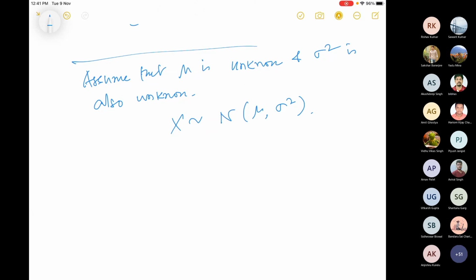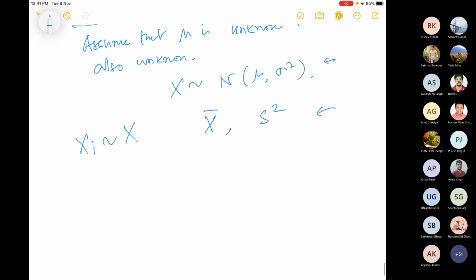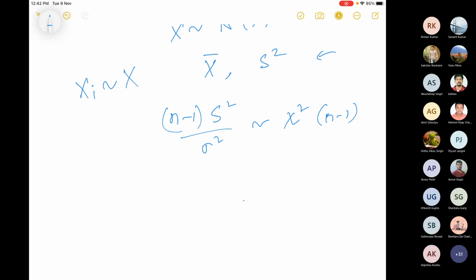Then we can have the sample mean X bar from the sample, and we can also have S square, the sample variance. Now, what do you know? If this population is normal, the random samples are also normal because the Xi's have the same distribution as X. So from our previous theorem, this follows chi-square with n-1 degrees of freedom. This we proved. And we also know that (X bar minus mu) by square root of sigma square by n is N(0,1). This is normal.